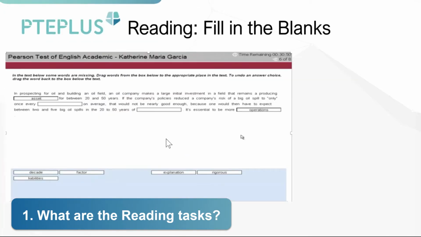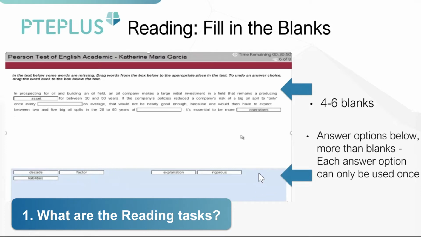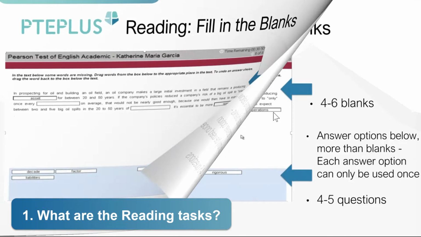The fourth question type is reading fill in the blanks. So there will be a text with 4 to 6 blanks inside it, and you're given options at the bottom. So there are actually more options here than there are blanks. And basically you need to drag them into the blank. You can only use one option once. And there will be 4 to 5 of these types of reading fill in the blanks questions.